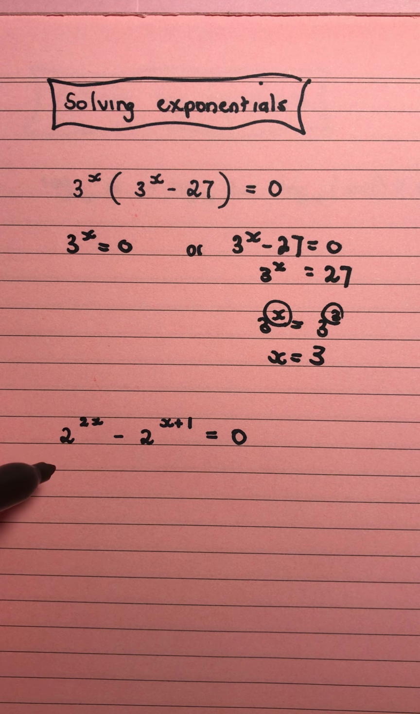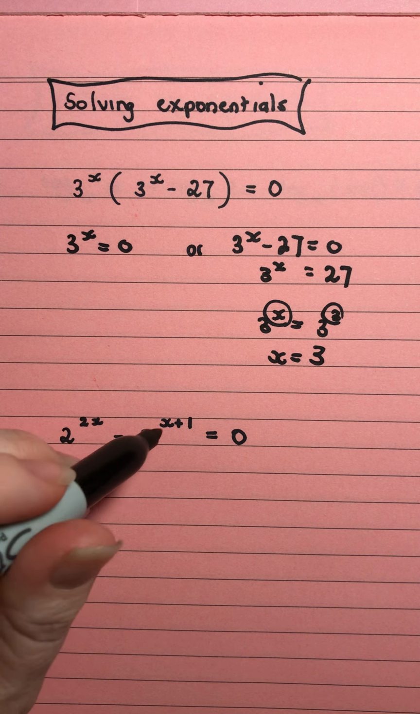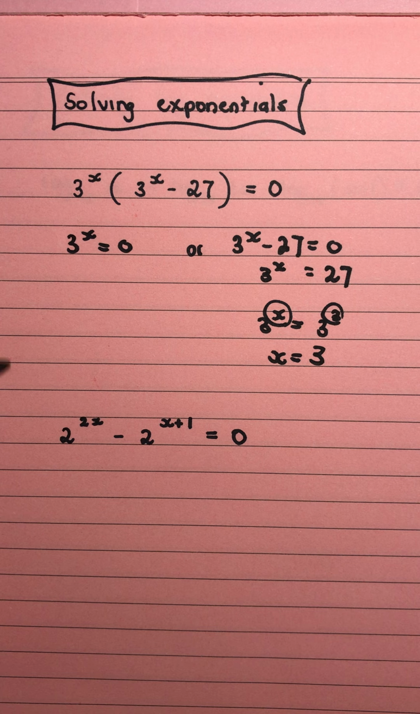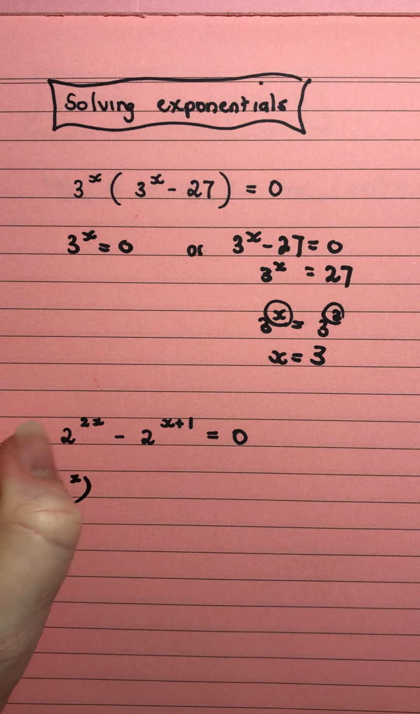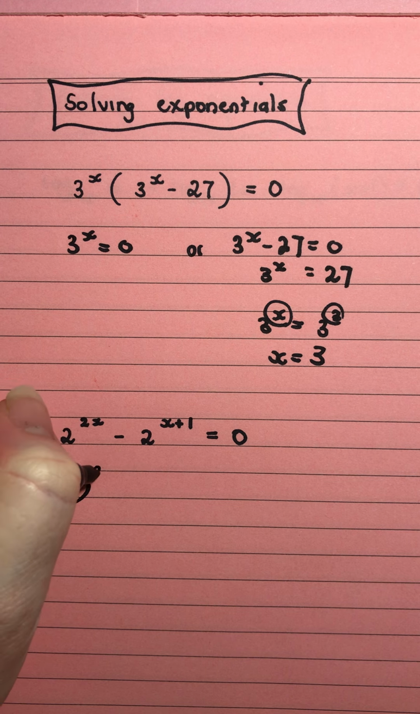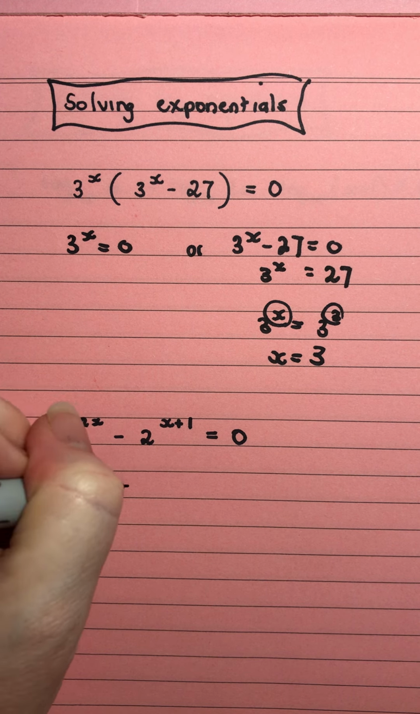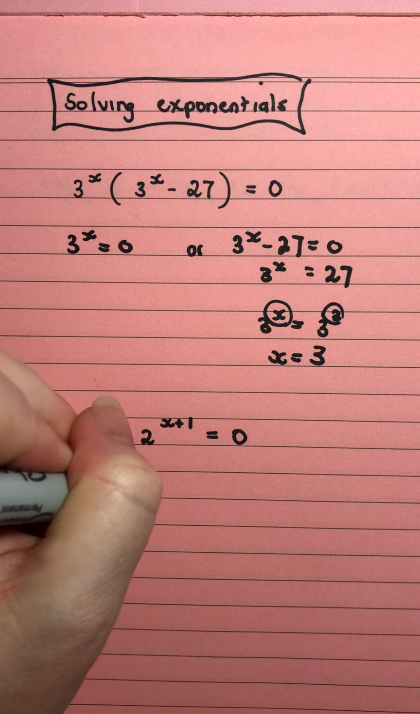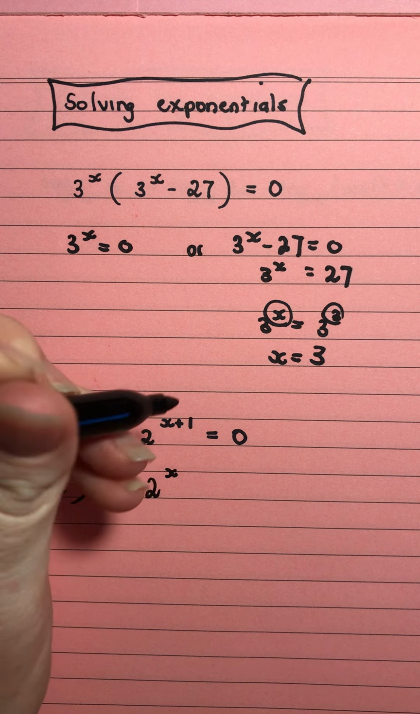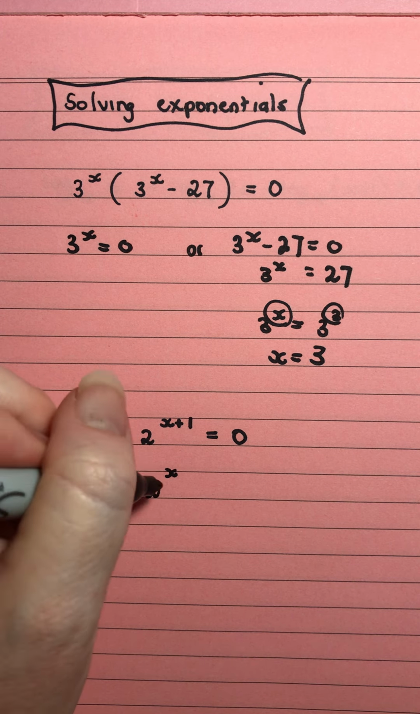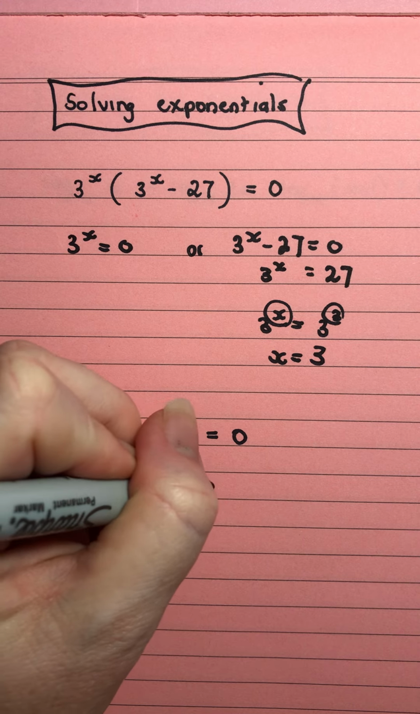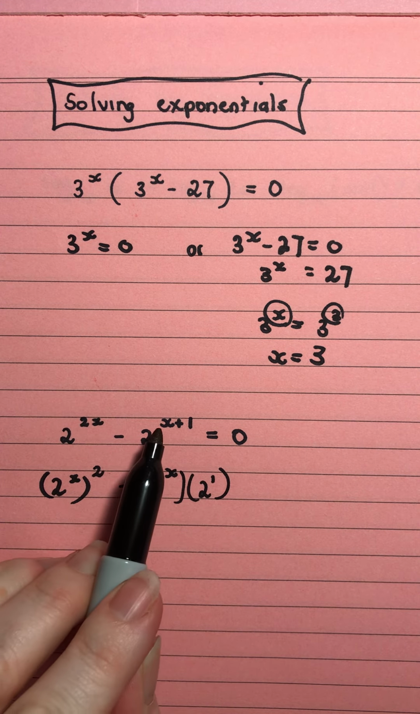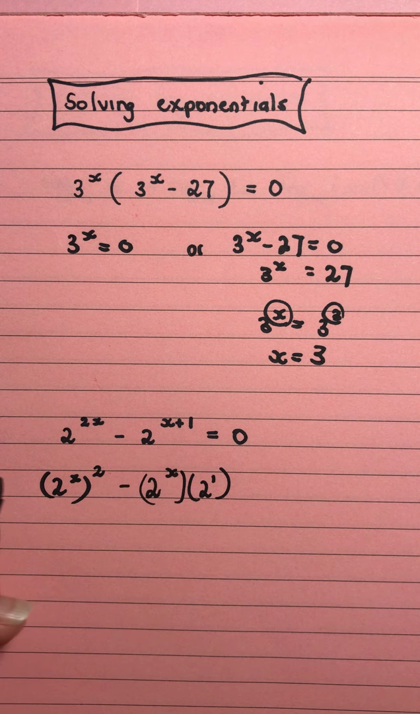Down here, we've got 2 to the power of 2x minus 2 to the x plus 1 equals 0. So it's looking like it could be a quadratic. So if I write 2 to the x, and raise that to the power of 2. And then here I can actually split them and make it 2 to the power of x, and then we've got that being multiplied by 2 to the power of 1 would give us the 2 to the x plus 1 that we want.